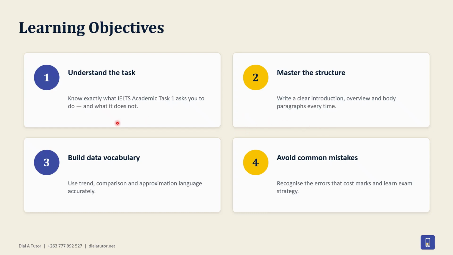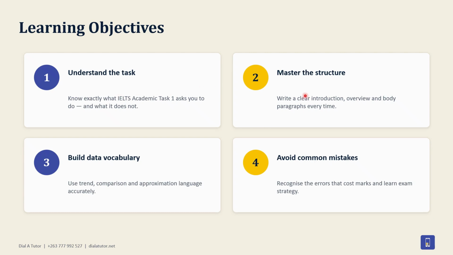Now, we are going to look into the learning objectives of this lesson, and you need to be in a very good position to master the 4 goals on our screen. The first objective is to understand the task. What is Task 1 really asking you to do, and just as importantly, what is it not asking you to do? Many students lose marks simply because they misunderstand the job.